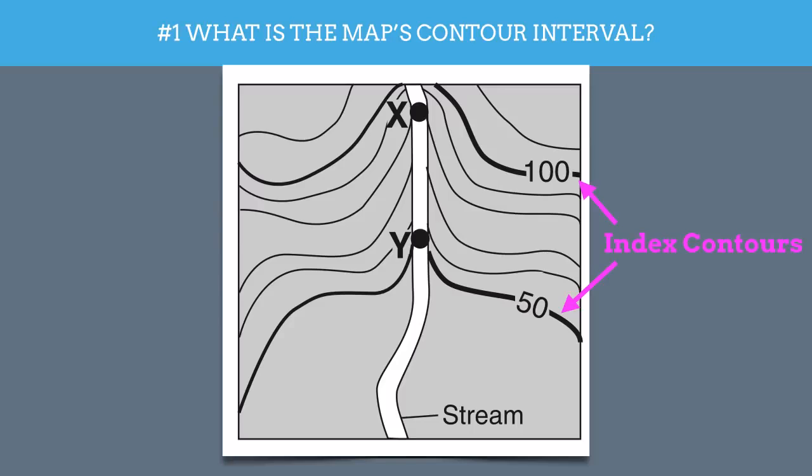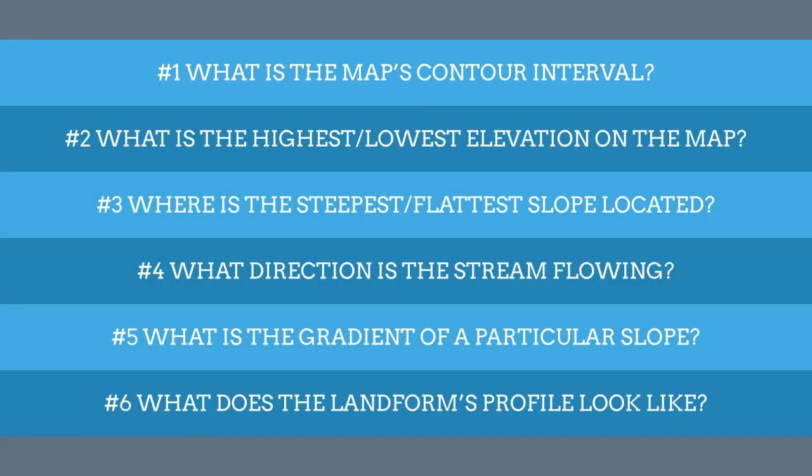Well, if you do a little bit of math in your head, you would figure out that this line right here must be a 60 line, making this a 70, an 80, a 90. Now, that tells me that the interval of this map is 10, and I figured it out just by counting the number of lines between the 50 and the 100. You might have to do a little bit of trial and error, but eventually you'll be able to come up with the amount that each line is increasing by, also known as the contour interval.